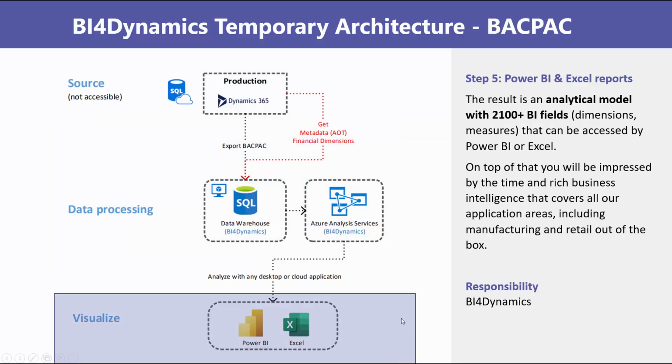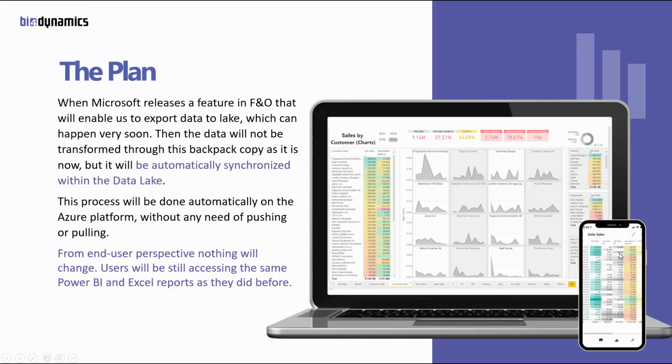Step 5, connect Power BI and Excel reports. The result is an analytical model with 2100 plus BI fields, dimensions and measures that can be accessed by Power BI or Excel. On top of that, you will be impressed by the time to value and rich business intelligence that covers all our application areas, including manufacturing and retail, out of the box.